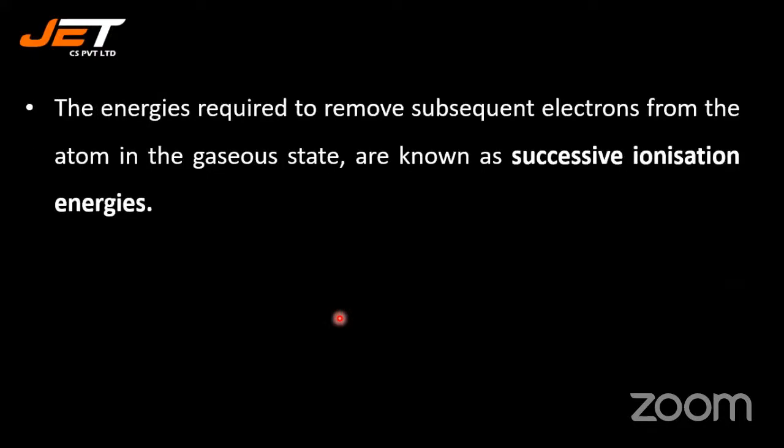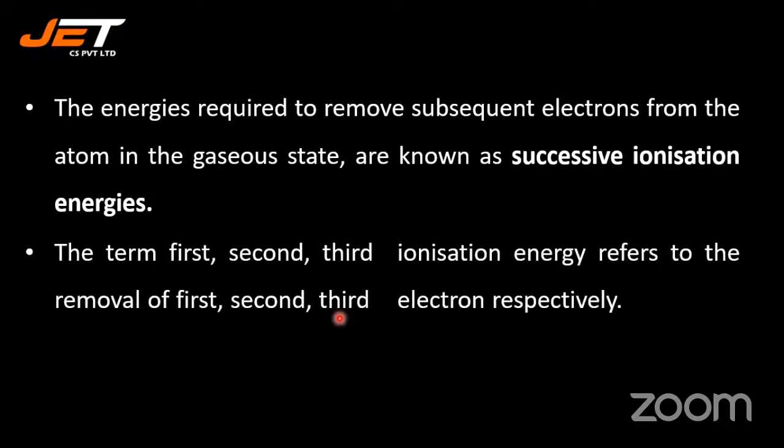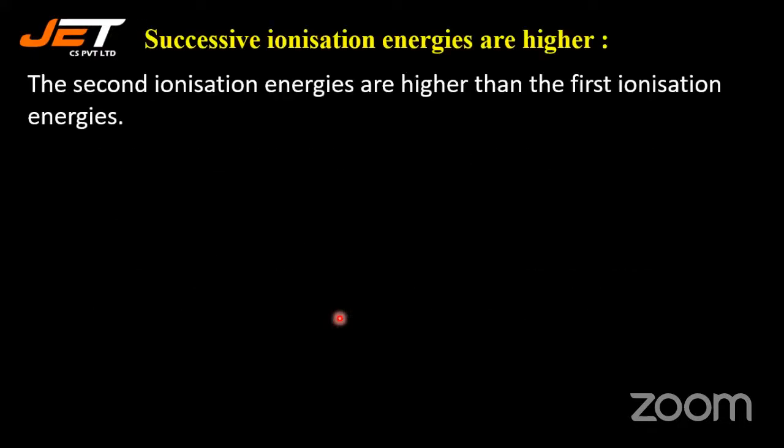the energies required to remove the subsequent electrons from the atom are known as the successive ionization energy. That I1, I2, I3, I4, I5, those are the successive ionization energies. First, second, third ionization energy refers to the removal of the first, second, third electron respectively. Then fourth electron, fifth electron. This slide should have been given previously, but I guess you have already understood this slide.